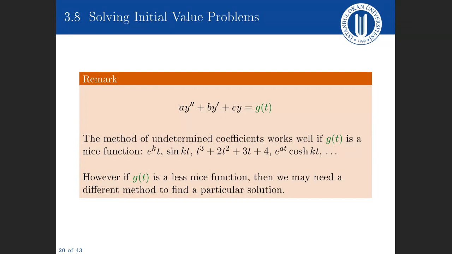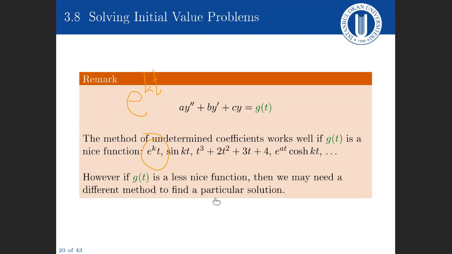We've been using the method of undetermined coefficients to find a particular solution. This method works well if our function g(t) is a nice function. What's a nice function? There's a typo here. This should be e to the power kt. E to the power kt, sine kt, a polynomial, an exponential multiplied by, let's say, cosh, etc. These are all nice functions. They're nice functions because when we differentiate them, we get roughly the same type of function.